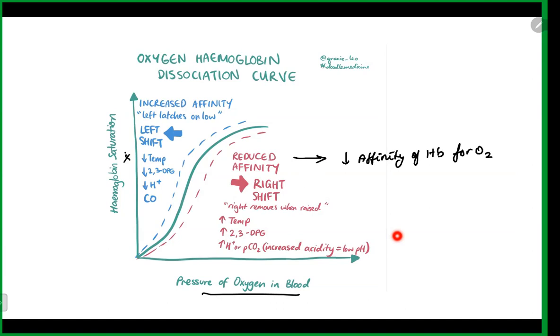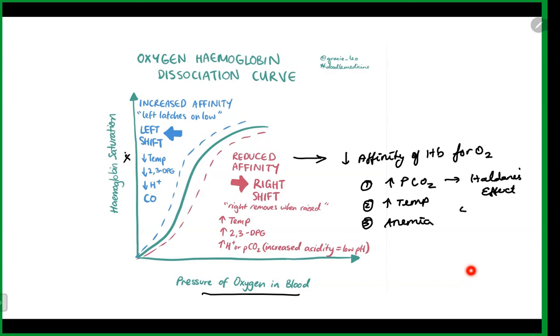What are the places where you will have a decreased affinity of hemoglobin for oxygen? Number 1, an increase in the PCO2 level. This is called your Haldane's effect. Number 2, when there is a rise in the temperature, as given in the picture. Number 3, when there is anemia, the oxygen saturation level decreases. Number 4, when the PO2 level decreases, there is also going to be a right shift.